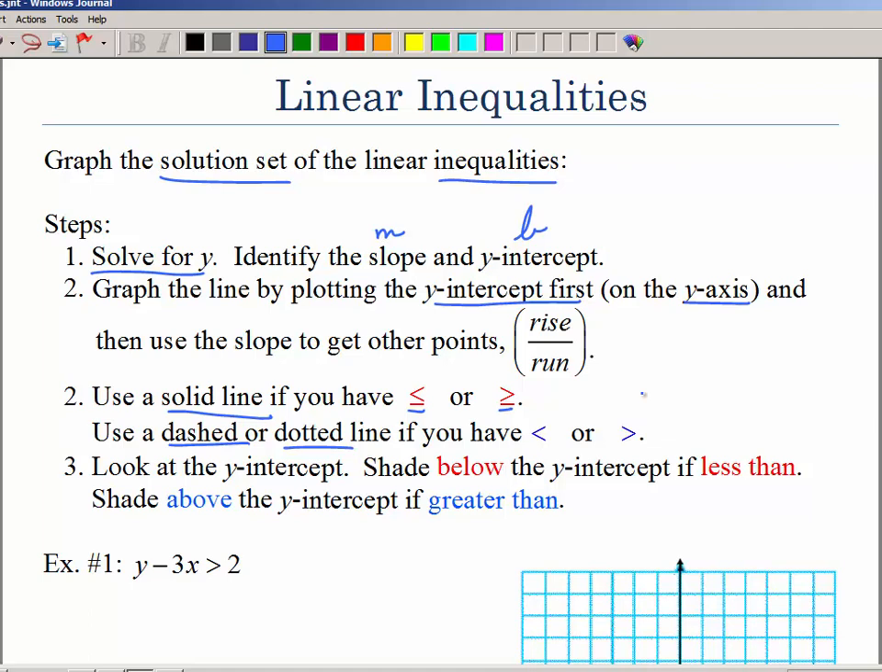And then we're going to decide which way to shade. There's a lot of different techniques for that, but I think the easiest way is to look at the y-intercept. And then you're going to shade below the y-intercept if you have y is less than, and you're going to shade above the y-intercept if you have y is greater than. So let's start with the first example.